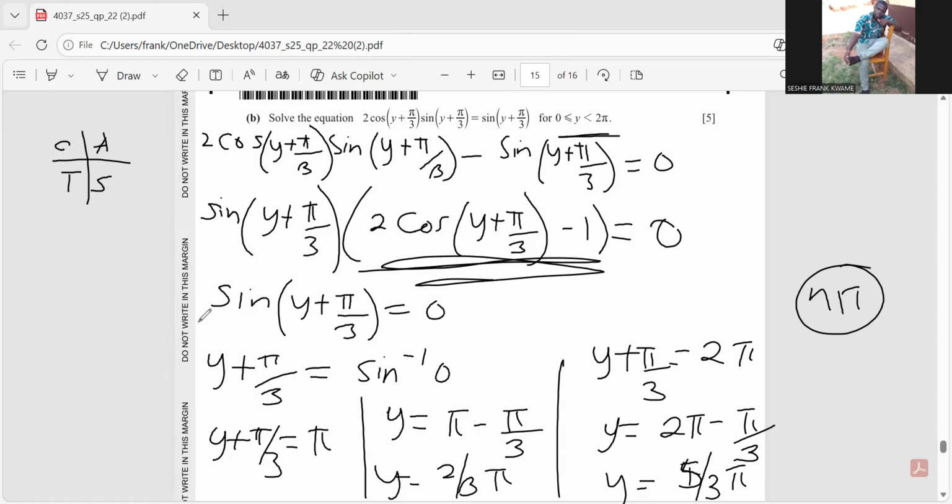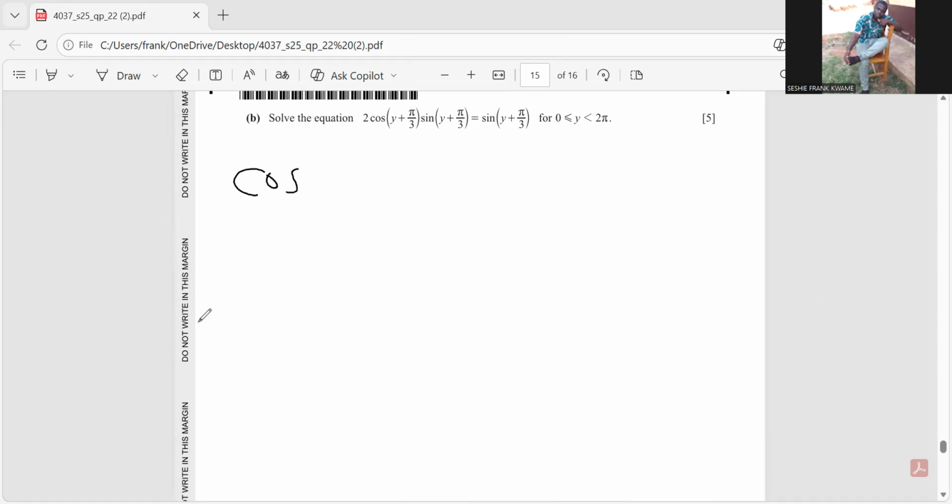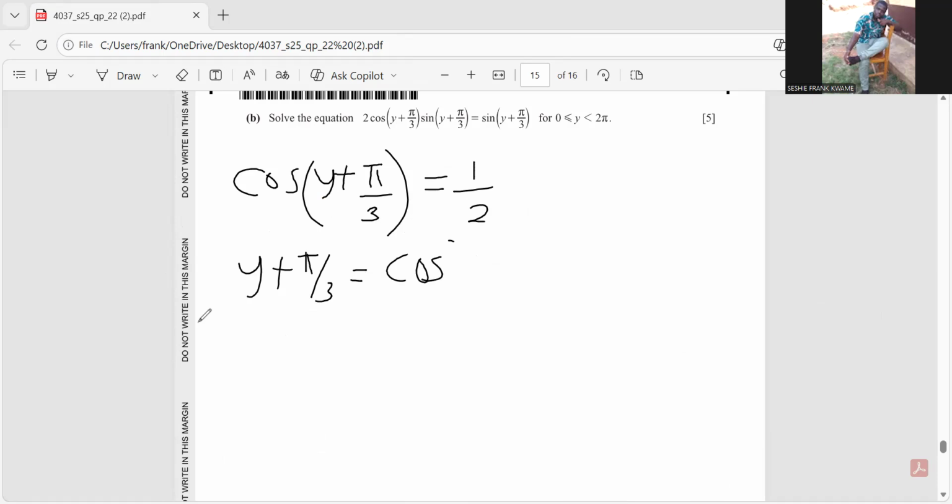So in that case, cos that particular angle y plus pi/3 should be equal to, this is 2 here, it should be equal to 1. Equal to 0, so 0 plus 1 is 1. So that will be half. So cos y plus pi/3 is equal to half. So y plus pi/3 should also be cos inverse of half. So what's the cos inverse of half?